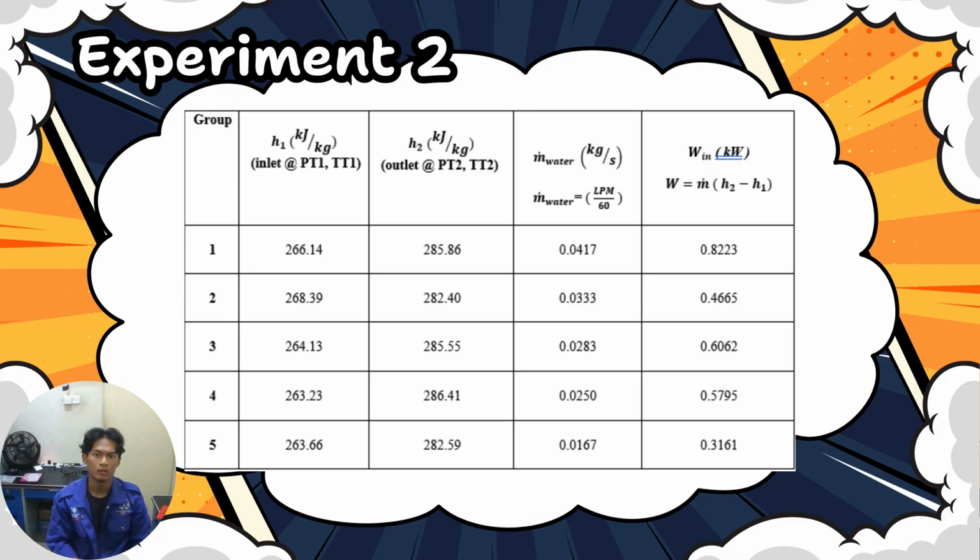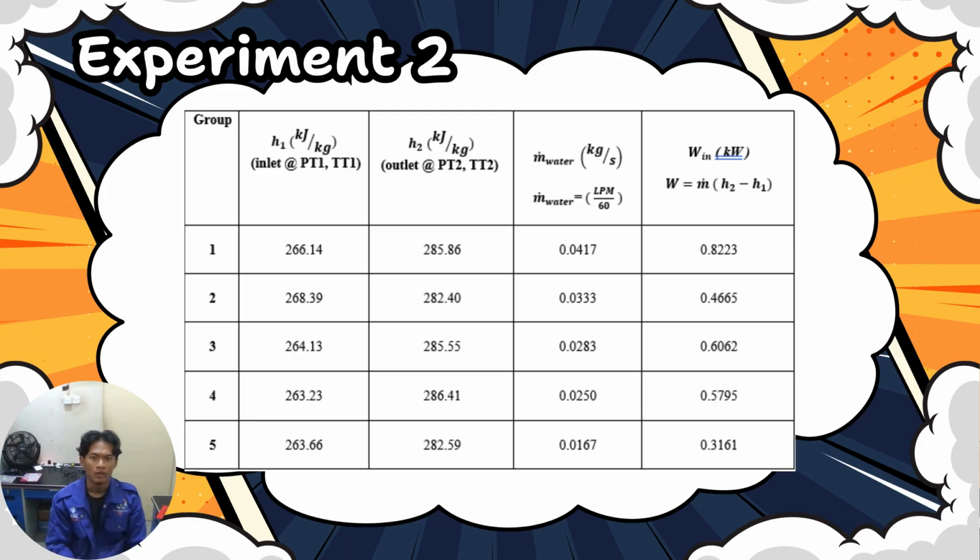Okay, so we then move to where we require to find the work input to the compressor. Firstly, before we can find the work input to the compressor, we must find the enthalpy of the inlet, enthalpy of the outlet, and then the mass flow rate of the water cooling first. And then if we get the value, we can compute all the values into the equation, which we can see at the last side, where W equals m dot times (h2 minus h1).